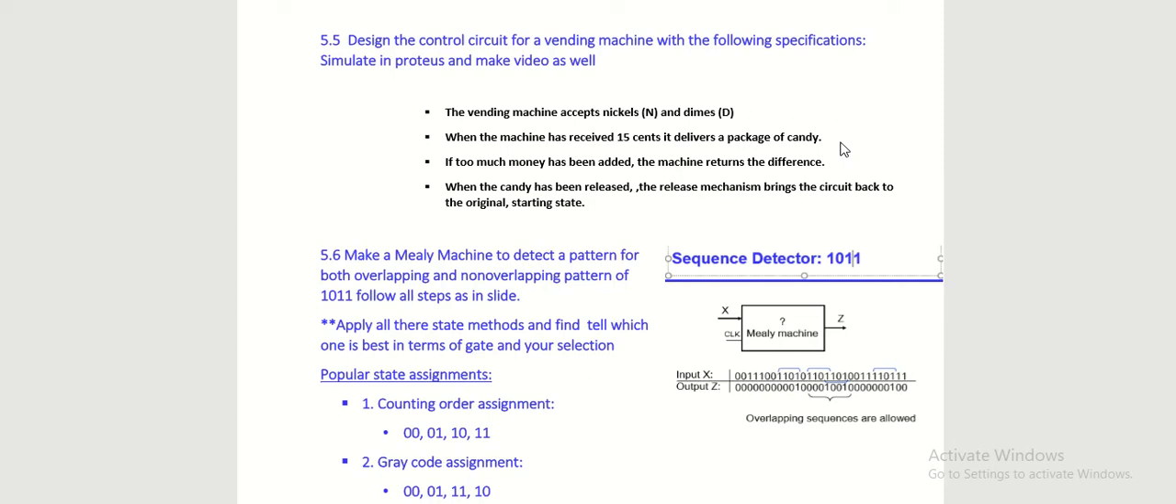So in this video I will show you how we can make a control circuit for a vending machine which has the following specifications. First of all, our vending machine accepts nickels and dimes, and when it has received 15 cents it will deliver a package of candy. If the money is more than 15 cents then it will return the change. Basically, a dime stands for 10 cents and a nickel stands for 5 cents.